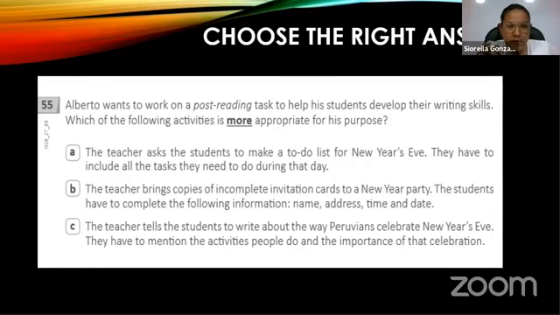A, the teacher asks the students to make a to-do list for New Year's Eve. They have to include all the tasks they need to do during that day. B, the teacher brings copies of incomplete invitation cards to a New Year party. Students have to complete the following information: name, address, time, and date. And C, the teacher tells the students to write about the way Peruvians celebrate New Year's Eve, and they have to mention the activities people do and the importance of that celebration. Which of the following activities is more appropriate for his purpose? A, B, or C? Tell me your answers.